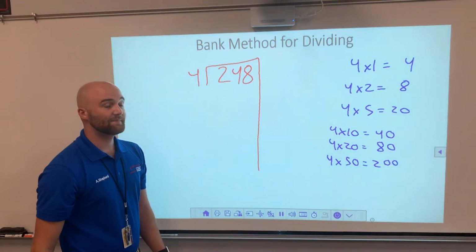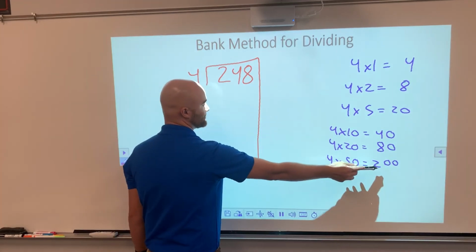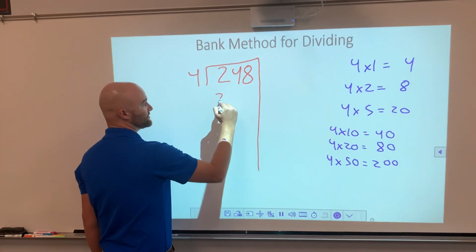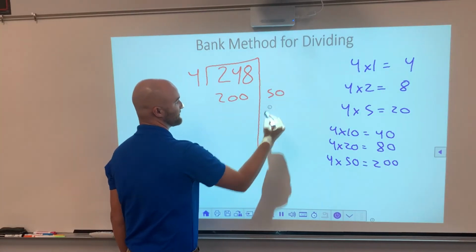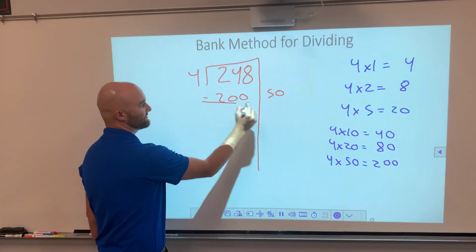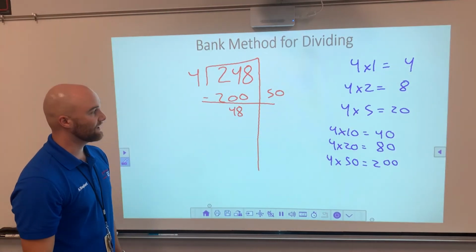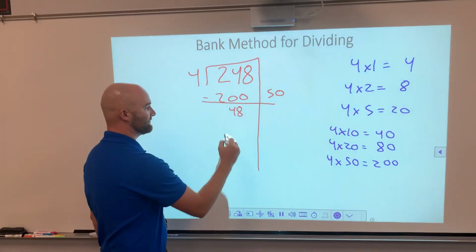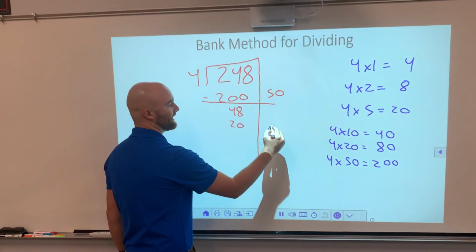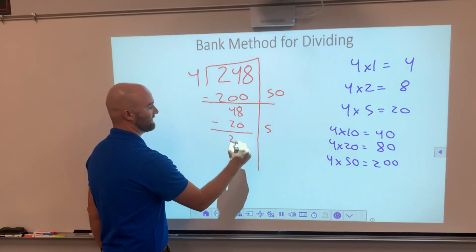Now I look to see what's the biggest thing I can fit in there. Well, the biggest thing I can fit in there is this 200. So I'm going to write in 200, and I got that by doing 4 times 50. So I'll write the 50 over here. I do my subtraction. I have 48 left over. Then I look and I say, okay, what's the biggest thing I can fit in now? I can fit in the 20, so I'm going to fit in the 20. I got that by doing 4 times 5. So I'll do my subtraction, and I have 28.